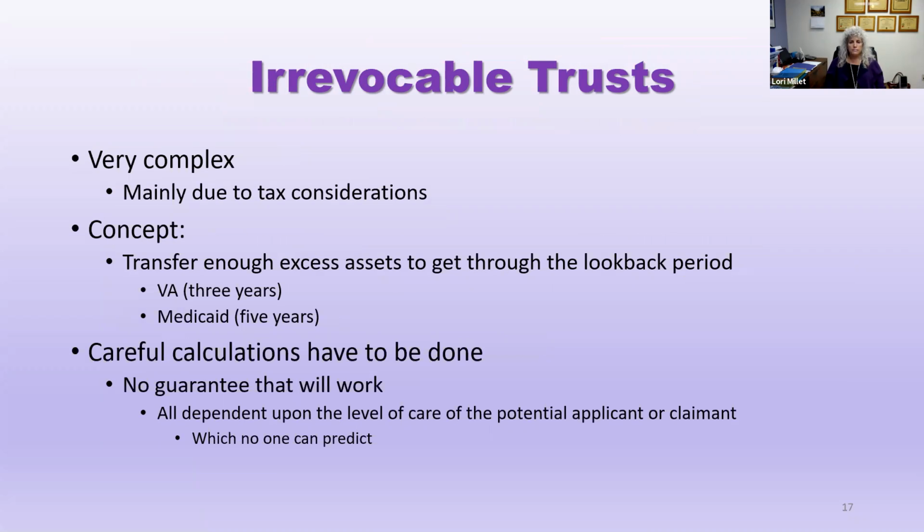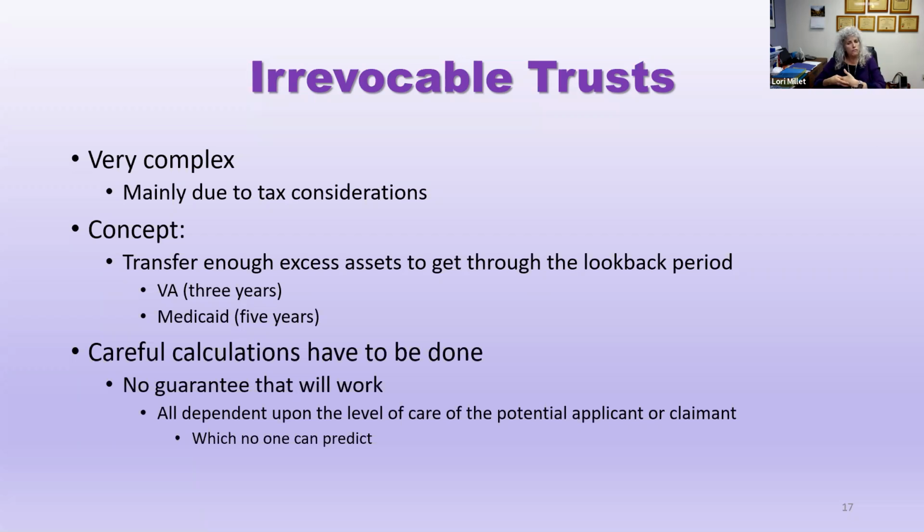Irrevocable trusts. These are really complicated, and it is largely due to tax considerations. If they're drafted well enough, you can have some very good tax benefits, but you've got to be able to get the grantor through the look back period, whether it's VA or it is Medicaid. The concept of how they work is that you transfer enough of your excess assets to the irrevocable trust, and then you leave enough assets out of the trust to get you through that look back period.